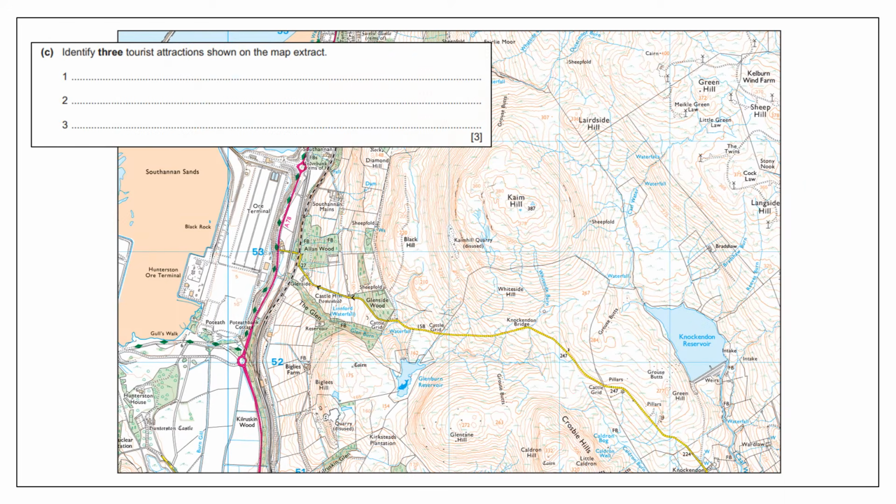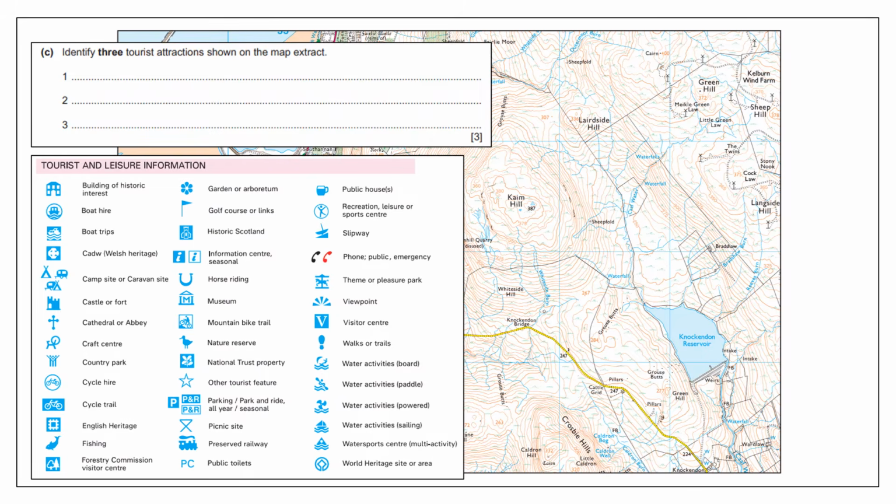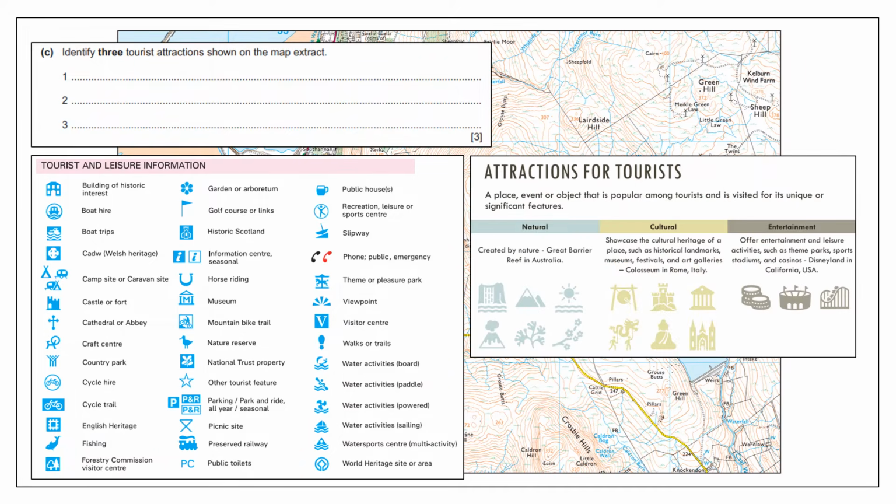Now the next one requires me to identify 3 tourist attractions shown on the map extract. Here is the map extract. Now sometimes the key actually identifies tourist attractions and leisure information for you. Now it's worth remembering, and I've got another video on my channel that goes through tourism, so please check that out, what a tourist attraction is. It's a place, event or object that is popular among tourists and is visited for its unique or significant features. So it's something about that area that has attracted people to it.